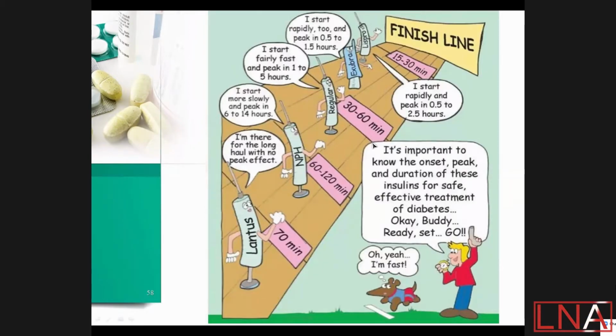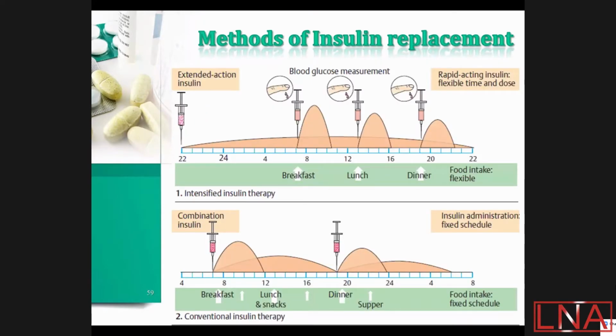And this is a funny picture about the main characteristics of insulins, and I'm saying again, there is onset, peak time, and duration of action. There are 3 main characteristics of insulins. Now, what I said about mixed insulins and replacement therapy.